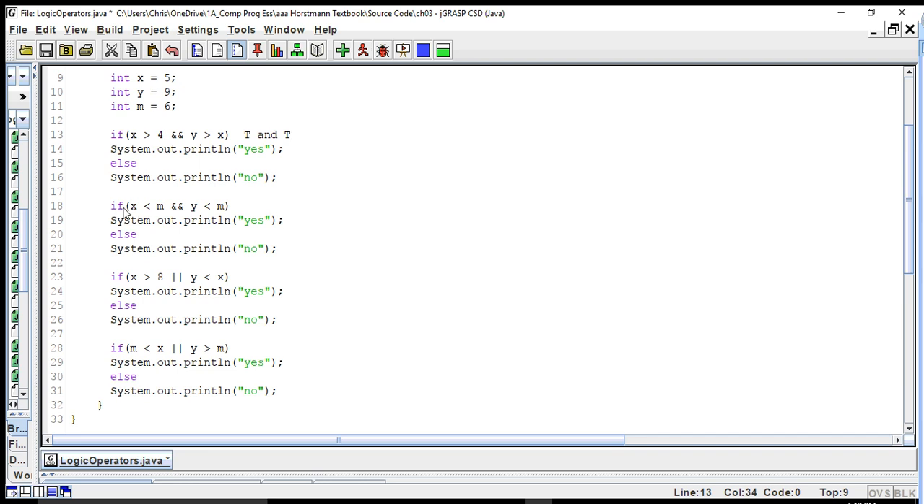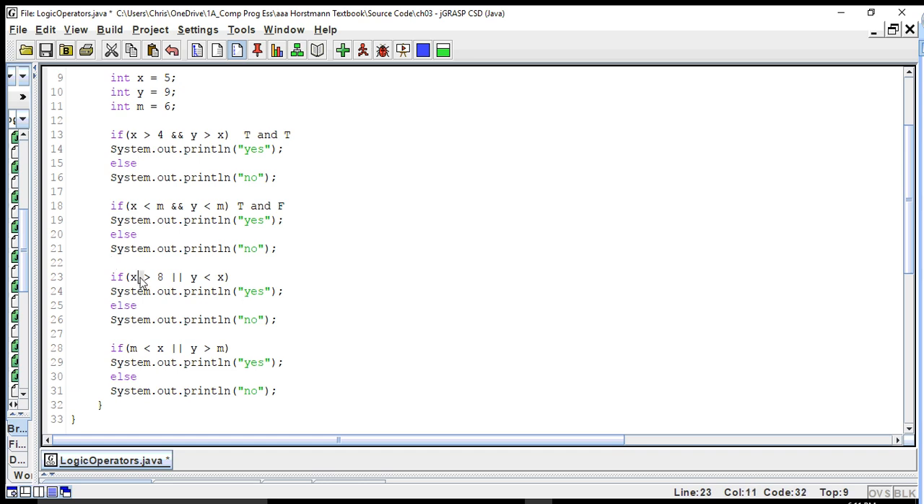And then down here, the next one, and of course it ignores the else. This one is 5 less than 6, which is true. And then it says, is y, so is 9 less than 6? That's false. Since both of them aren't true, it's going to ignore the if clause and do the else clause. So it's going to go yes and then no.